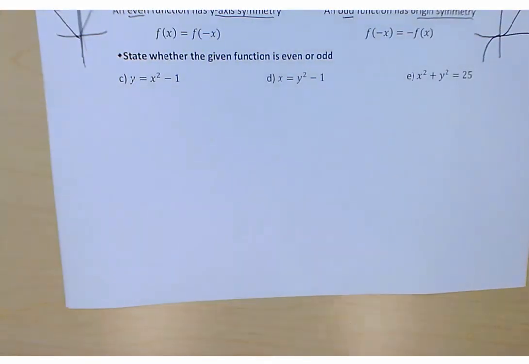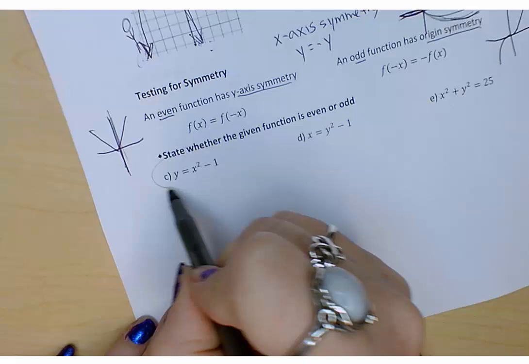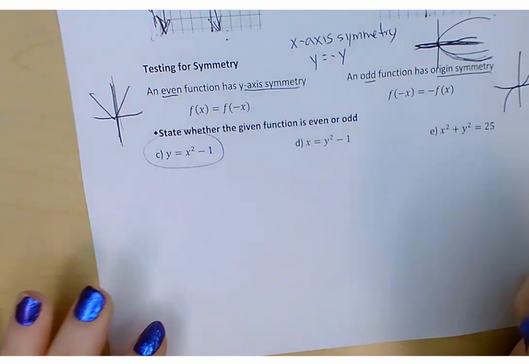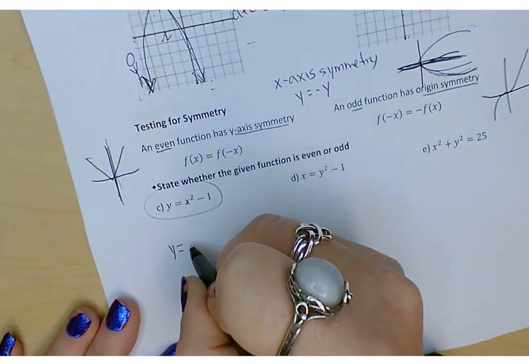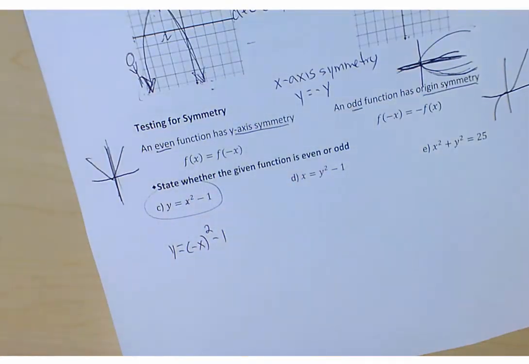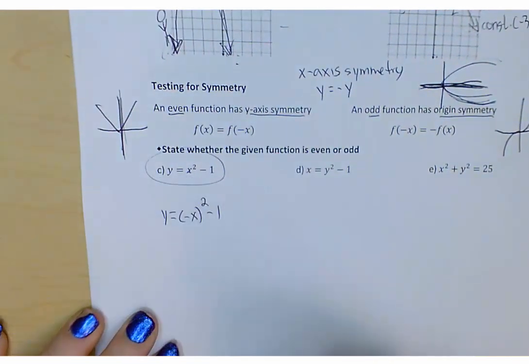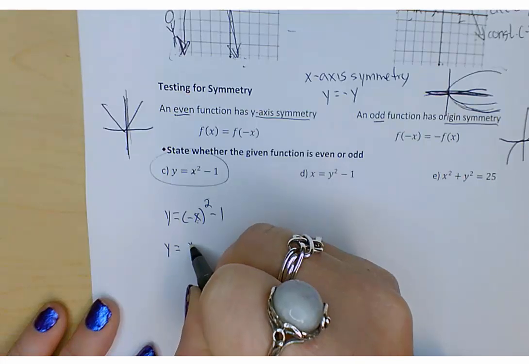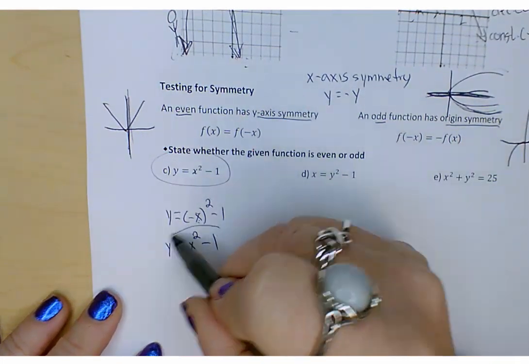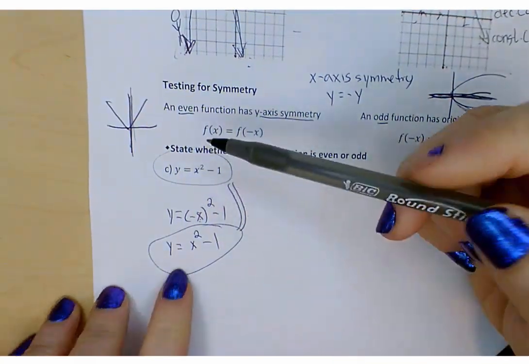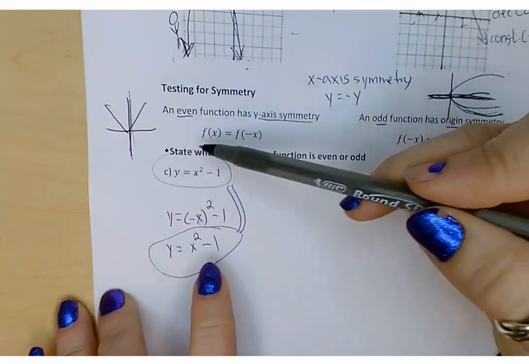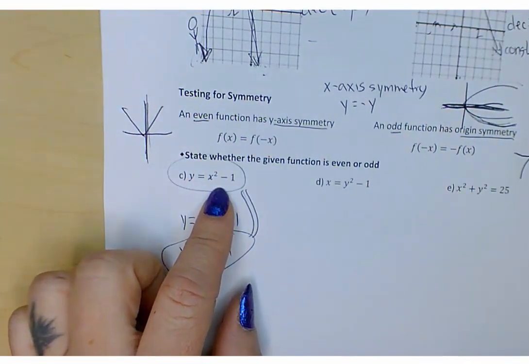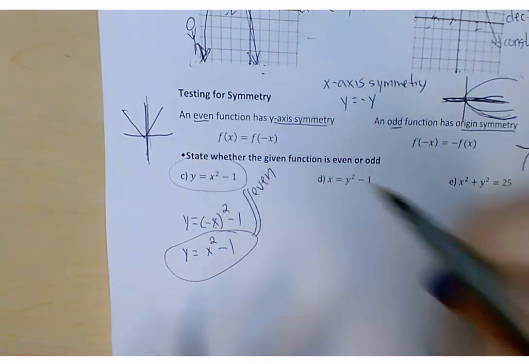So starting with y-axis symmetry, does f of x, our original function right over here, equal the same thing that we would get if we were to plug in a negative x for it? So if I took this exact function and I took this x and replaced it with a negative x, would I get the same thing? Well, when I simplify this, I get y is equal to negative x squared. Negative x times negative x is x squared, minus 1. Does this equal the original function? Well, I don't know about you, but they look exactly the same to me. y equals x squared minus 1. They do equal each other, so that means that this function does have y-axis symmetry. It is an even function.